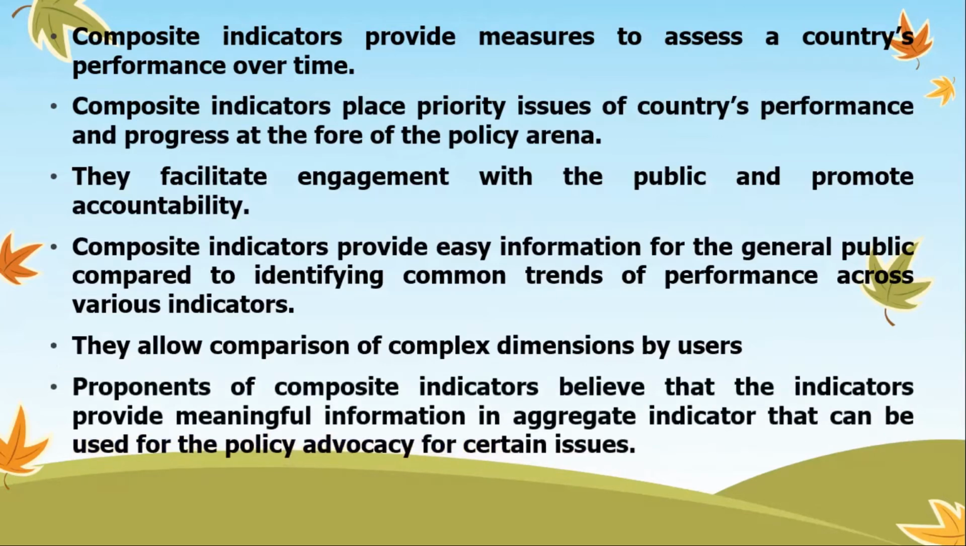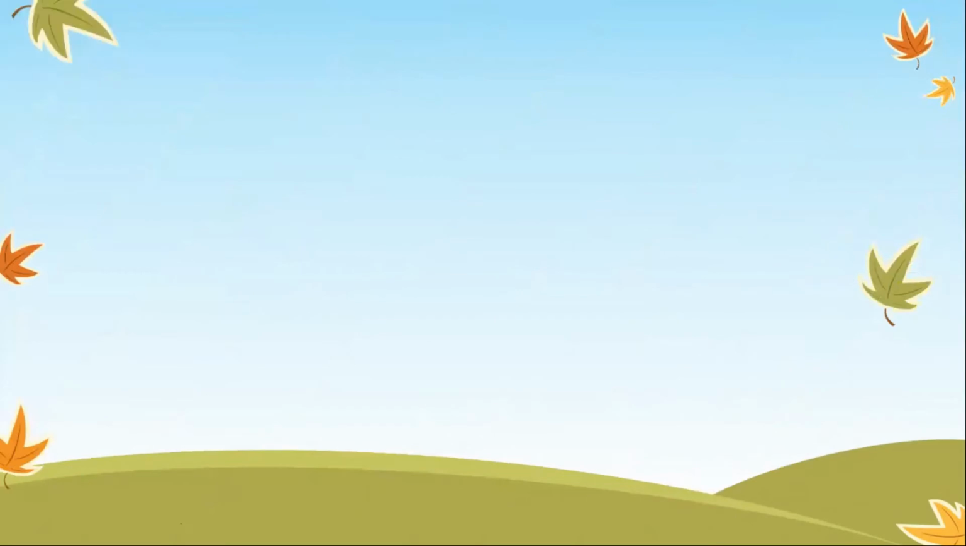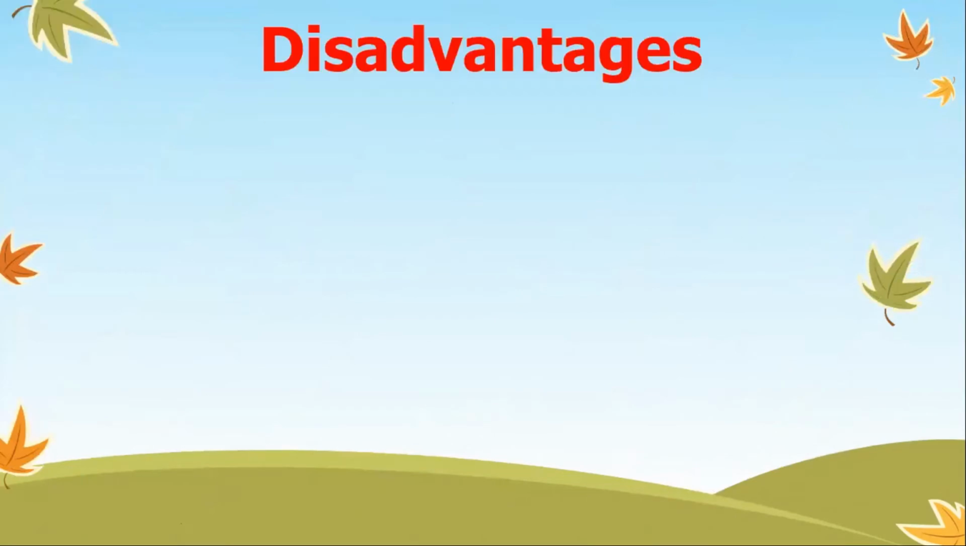And last, proponents of composite indicators believe that the indicators provide meaningful information in an aggregate indicator that can be used for policy advocacy on certain issues. So the information becomes visible to compare rather than identifying trends across the different indicators. Those composite indicators are referred to as components or component indicators. So they believe that the indicator is helpful in policymaking and advocacy.